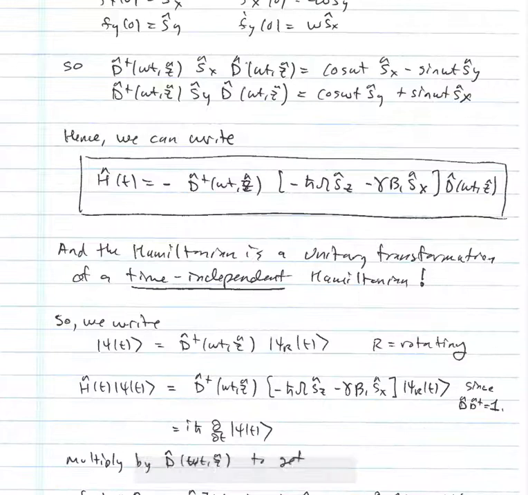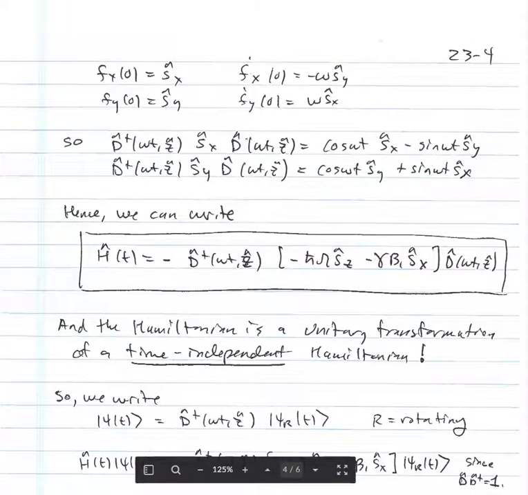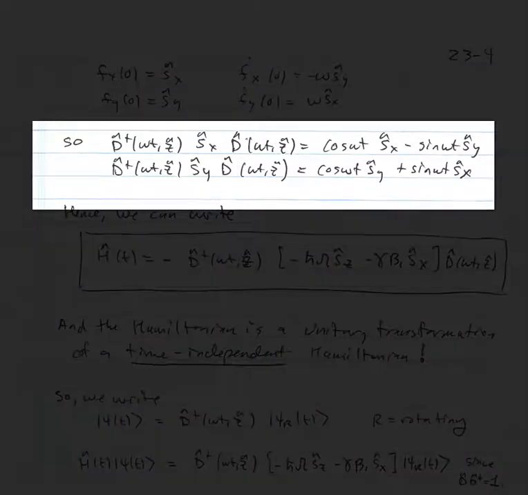This is summarized for you here at the top of the page. And when we substitute all of that in, what we find is d dagger sx d is equal to cosine omega t sx minus sine omega t sy, and d dagger sy d is equal to cosine omega t sy plus sine omega t sx. Now if you think about this, this is exactly what you would get if I take the x and y axes and rotate them uniformly with a frequency omega about the z-axis.